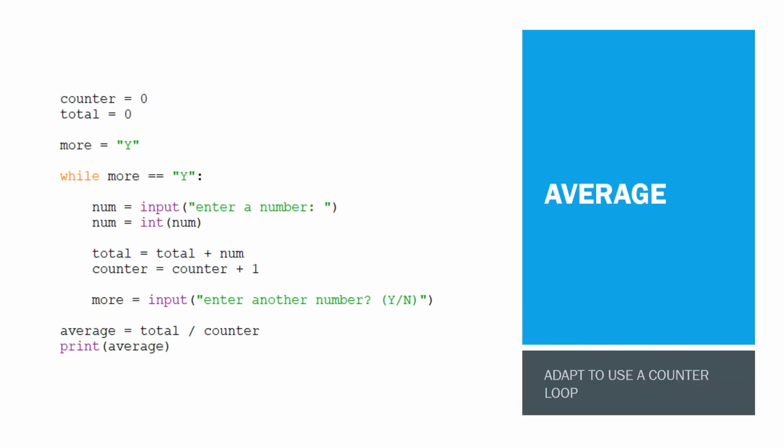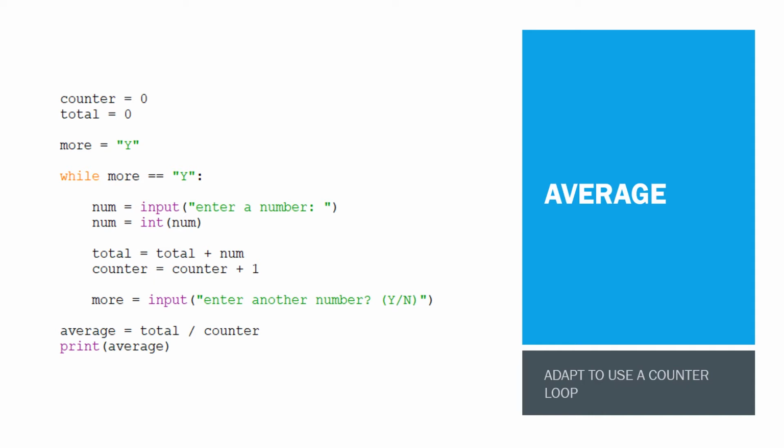So let's look at an example of a Python program to calculate an average. You'll see it has all the features that we've just looked at. Before the loop begins, a counter and a total are both set to 0. The loop is a condition-controlled loop, so it has a logical test. The variable used in the logical test is called more, and we set the value of that variable before the loop begins.